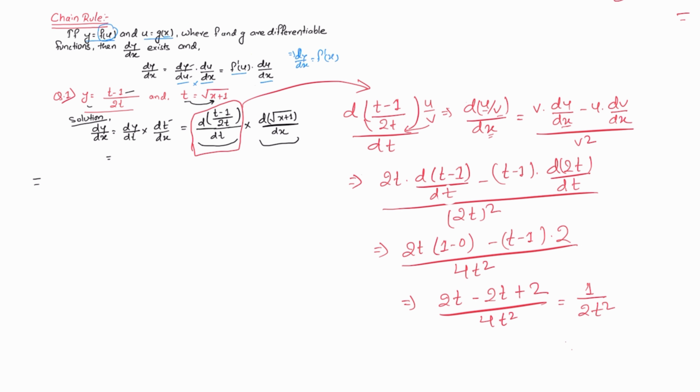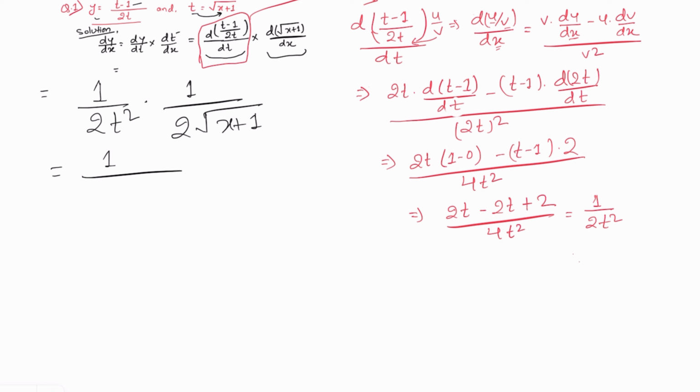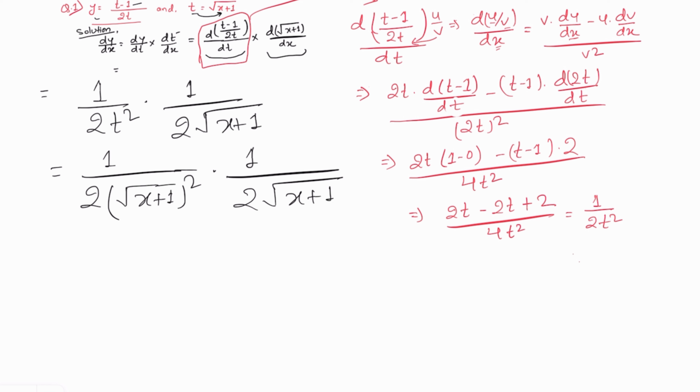We will write here that derivative of t minus 1 by 2t is 1 upon 2t square times 1 upon 2 root under x plus 1. Now we know that t equals root under x plus 1. So we will write here 1 by 2, in place of t we will write (root under x plus 1) whole square, times 1 upon 2 root under x plus 1.